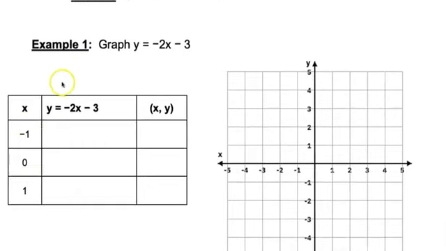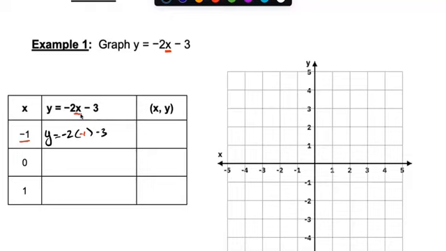And all we're going to do here is let those be our x values. And in this equation, we're going to substitute them in for our x. So it looks like this. y equals negative 2, and instead of x, we're going to substitute in negative 1, and then minus 3. So all we have to do now is simplify. Negative 2 times negative 1 is 2. 2 minus 3 is negative 1.